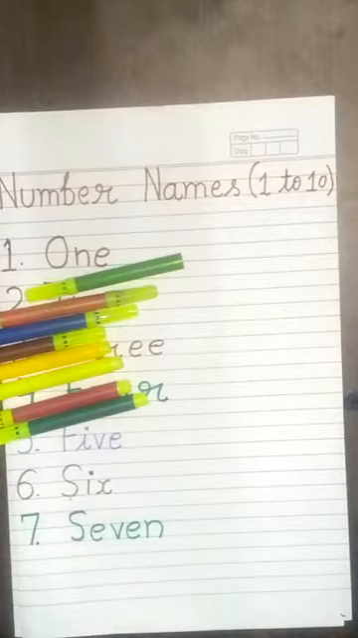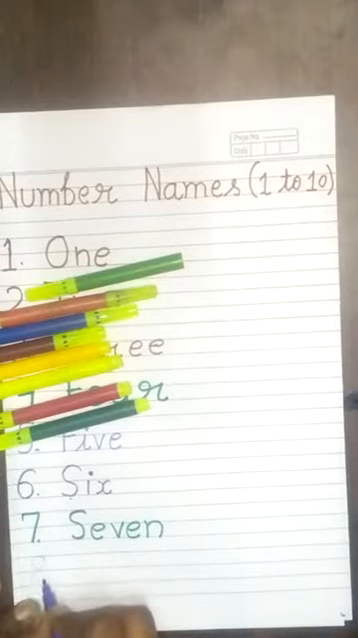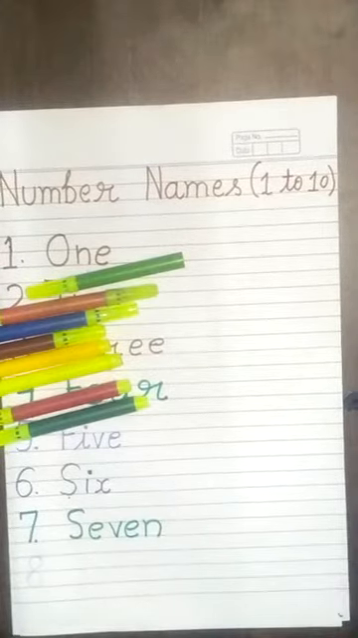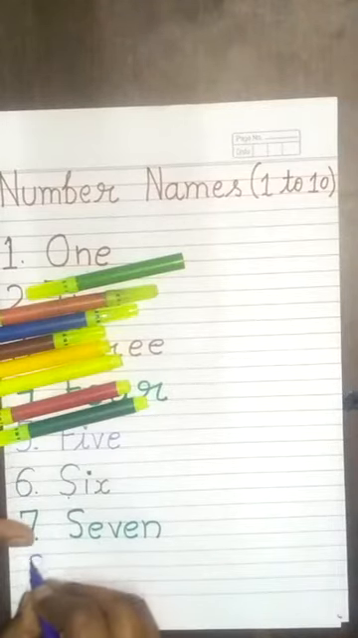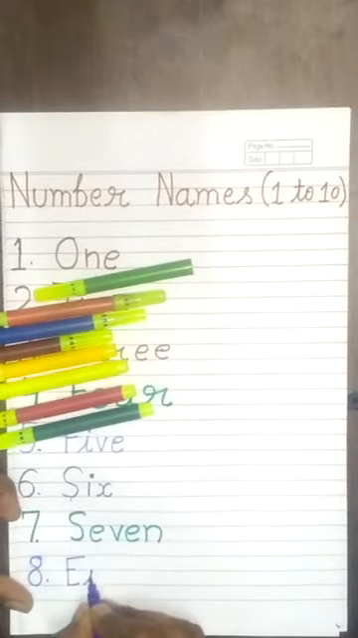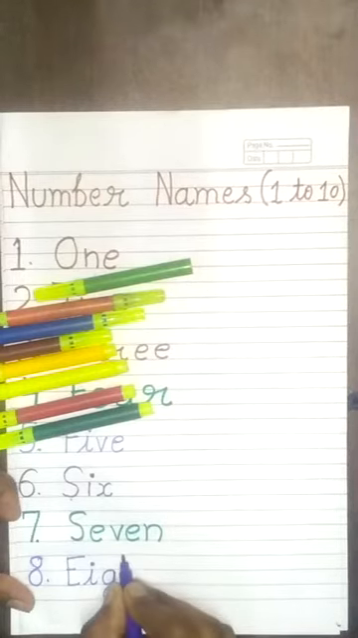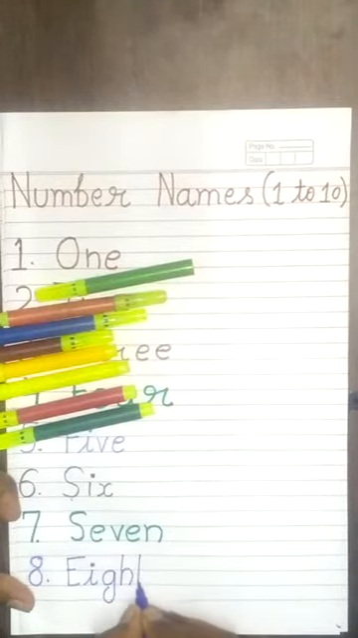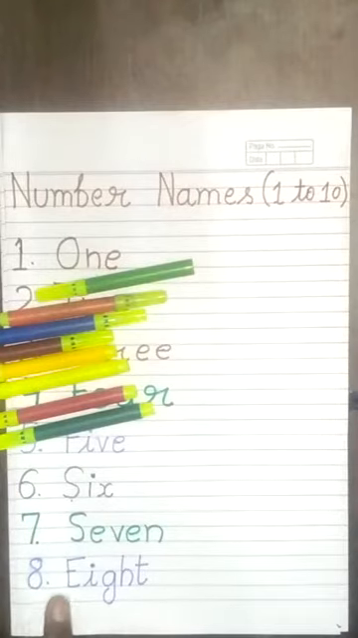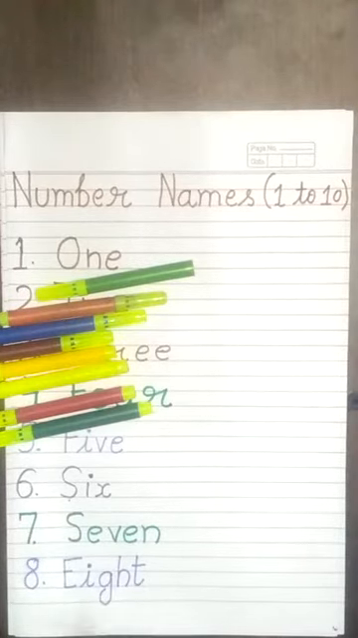We write 8 like this, and the numeral we write like this. The number name for 8, we write E I G H T. 8. E I G H T. 8.